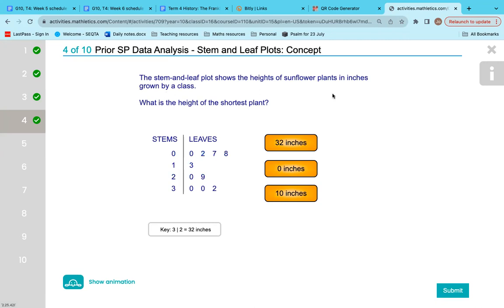So we've got the heights of sunflower plants. The question is, what is the height of the shortest plant? So for this, I just need to look at the lowest number shown on here. When the stem is 0, it means that there's 0 tens. So these are just single digits, 0, 2, 7, 8. So I can see the shortest plant was 0 inches.